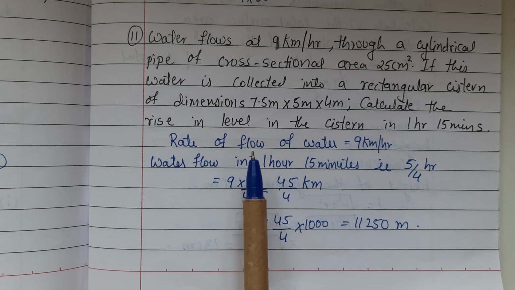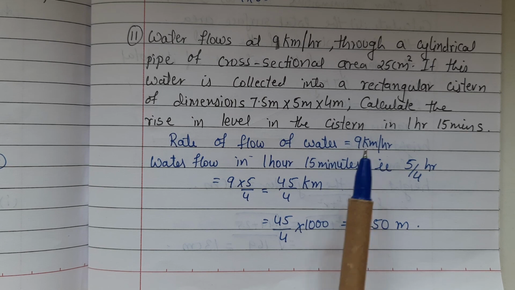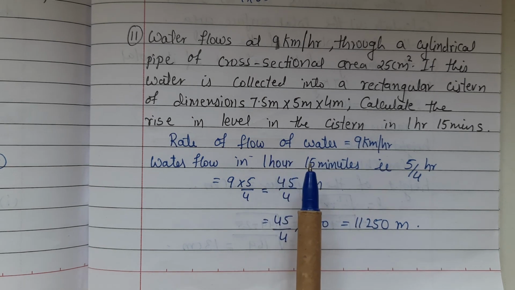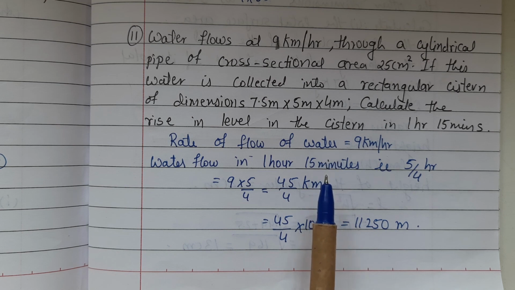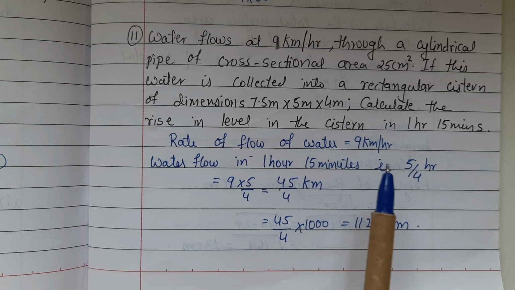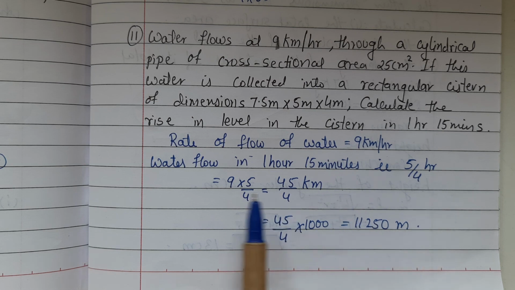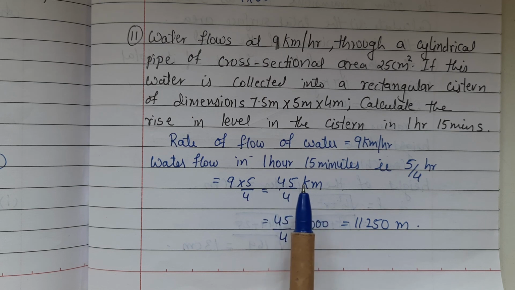Rate of water flow 9 km per hour. Water flows in 1 hour 15 minutes, that is 5 upon 4, 15 minutes means 15 upon 60 hour, that is 1 upon 4 hour, so 1 and 1 upon 4 hour equal to 9 into 5 upon 4 equal to 45 upon 4 kilometer. Convert into meters, multiply by 1000. 45 into 1000 upon 4 equal to 11,250 meters.